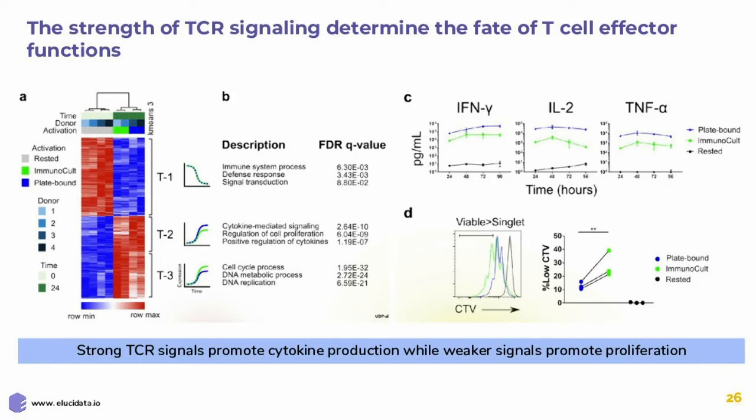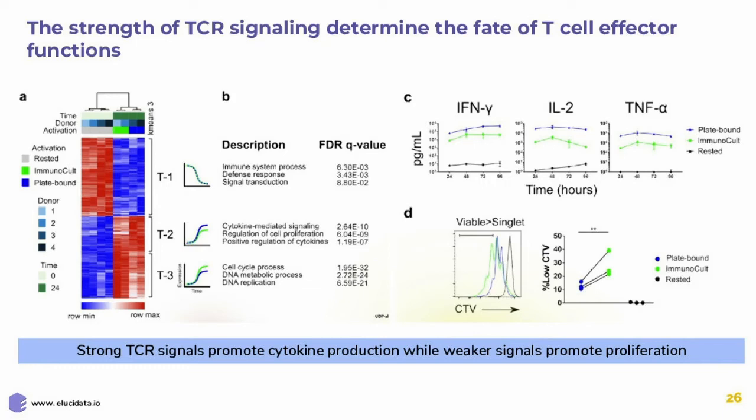And what we actually found over here is that these two different modes of TCR signaling had a pretty dramatic effect on the effector functions of T cells. Whereas strong TCR stimulation through the plate-bound format led to an upregulation of cytokine production, which is pictured in panel C, looking at interferon gamma, IL-2, and TNF.